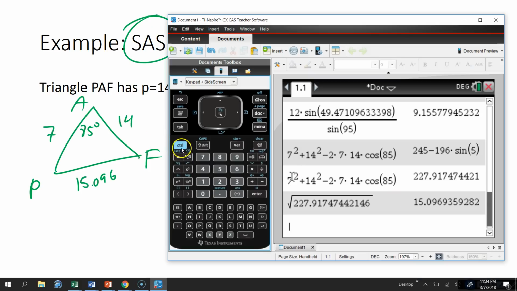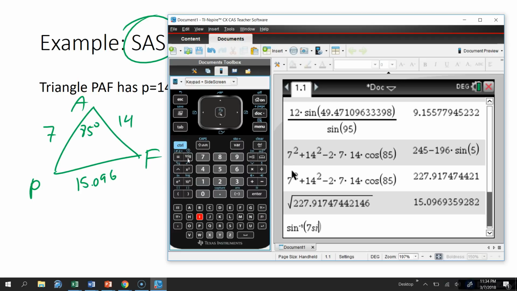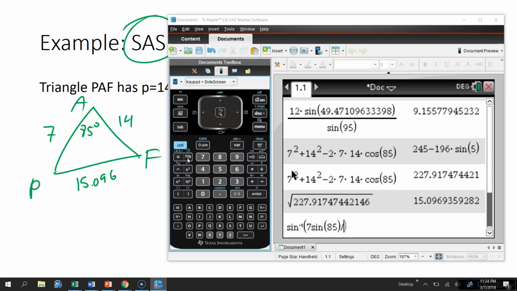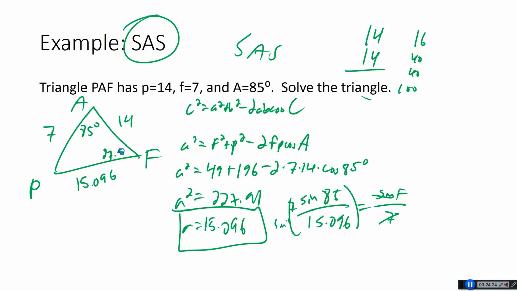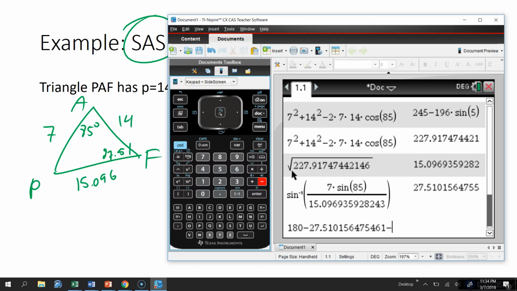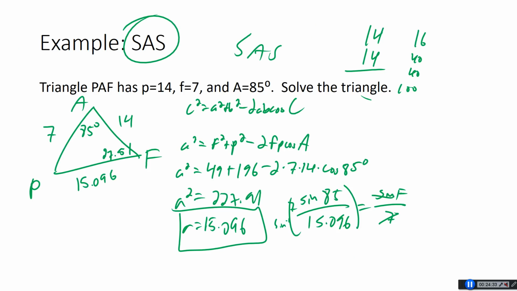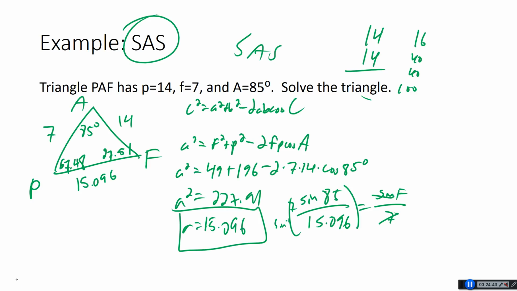So I'm going to go to sine inverse. Nope. Not control. Not what I want. Go away. Trig, sine inverse. I'm going to do 7 sine 85 divided by 15.096, which I should have right there. And that gives me 27.51 right here. And then I'm going to round it out just by subtracting those from 180. So I'm going to do 180 minus that answer minus 85, and that gives me 67.48. That goes right here. There we go, and that is how we do law of cosines with SAS. All right, let's try another one.